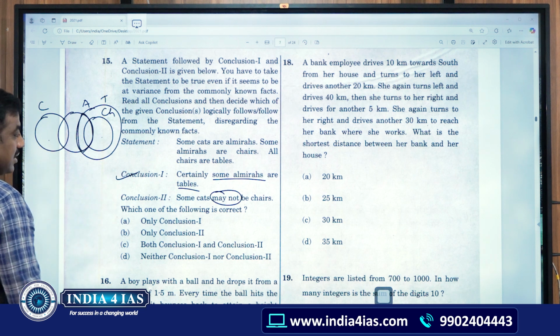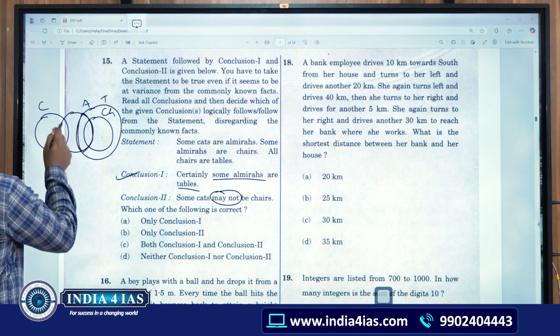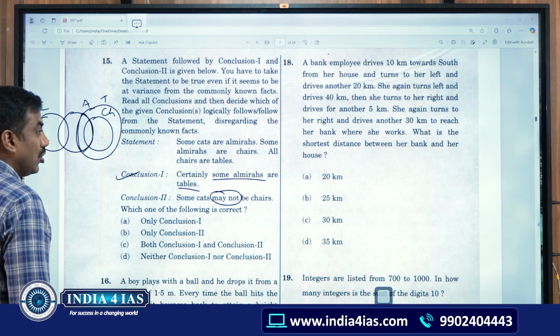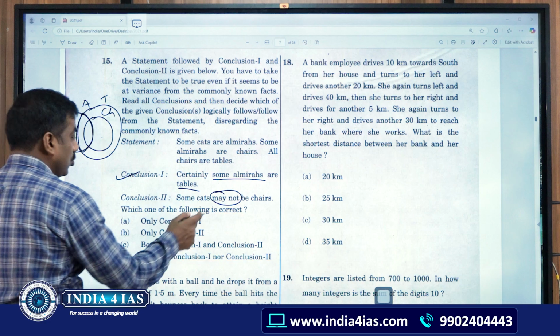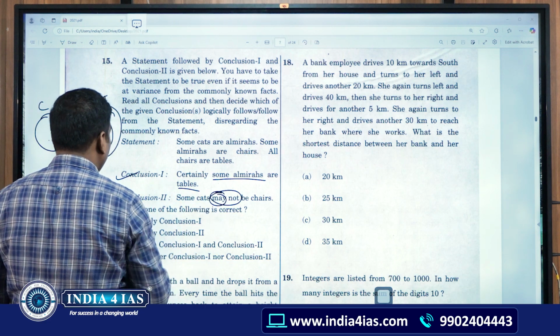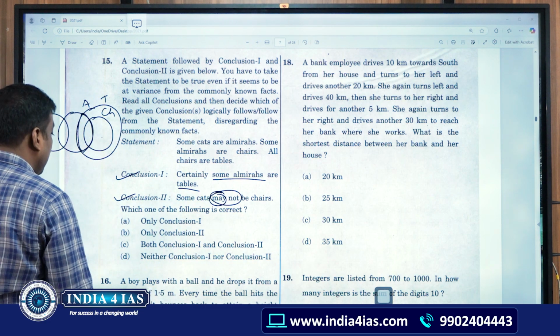So here, some cats may become chairs. Some cats may not become chairs. So cats and chairs don't have any logical connection. So some cats may not be chairs. These words make it more qualifying. So both the conclusions are correct here.